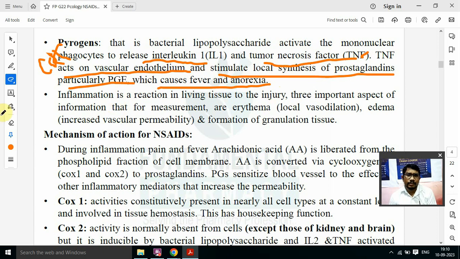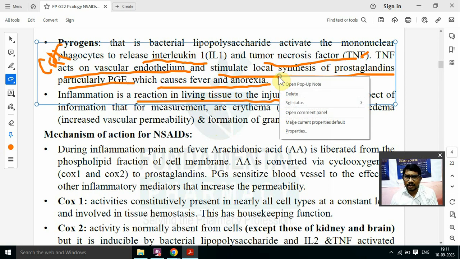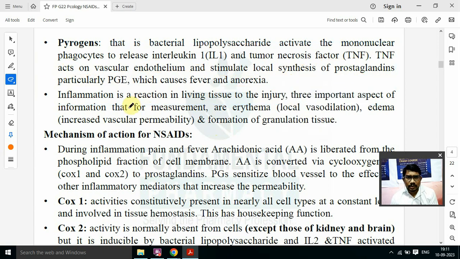Now, inflammation क्या है? Inflammation is nothing but a reaction of the living tissue to the injury. It is a normal reaction of your body. If there is a tissue injury, what will happen? There is inflammation. Okay. So inflammation is nothing but the reaction in the living tissue to the injury. There are three aspects of inflammation.